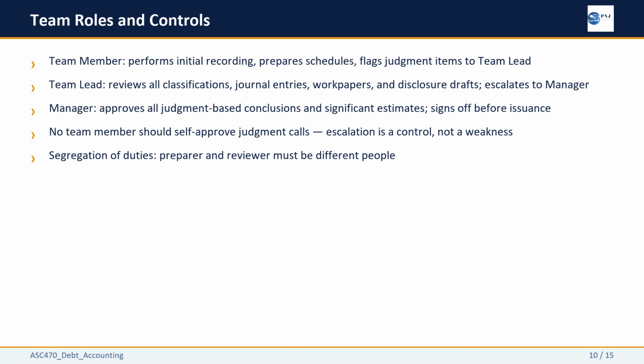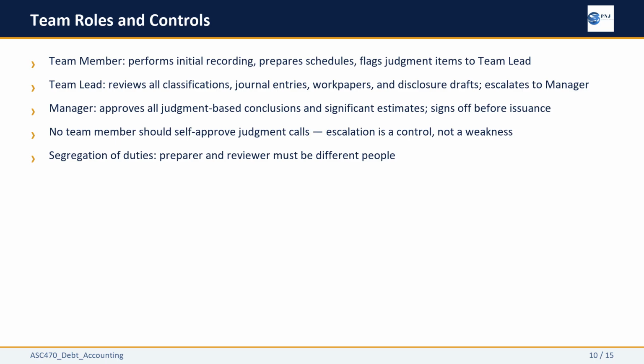Strong debt accounting requires clear role definition, not because people cannot be trusted, but because a second set of eyes catches errors that are invisible to the person who prepared the work. The team member does the initial identification, recording, and schedule preparation. When something requires judgment, an unusual classification, a borderline modification test result, they flag it upward. The team lead reviews everything: journal entries, work papers, disclosure drafts. Judgment calls get escalated to the manager.